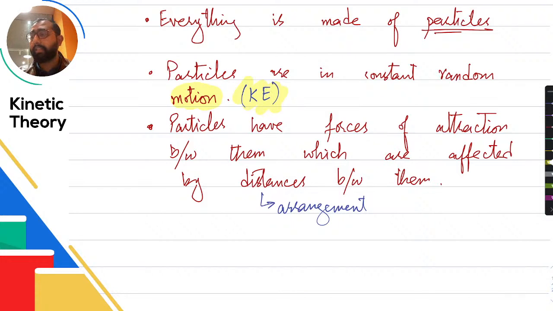Then we are saying that there are forces of attraction. So the next keyword that we have is forces of attraction between particles. And the fourth and last keyword is distance. So every question that you have on the exam, especially, you should be able to explain using these four ideas. If you're able to do that, you understand this chapter. Okay?